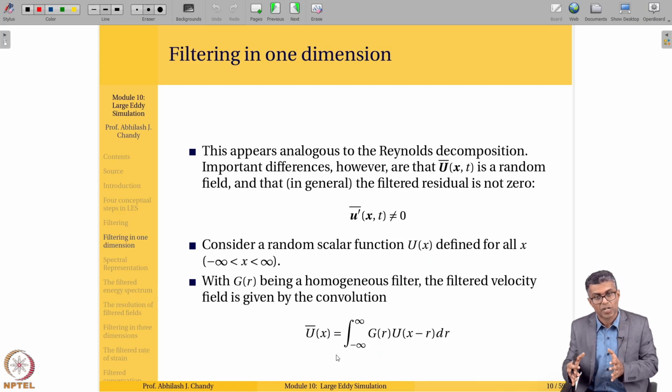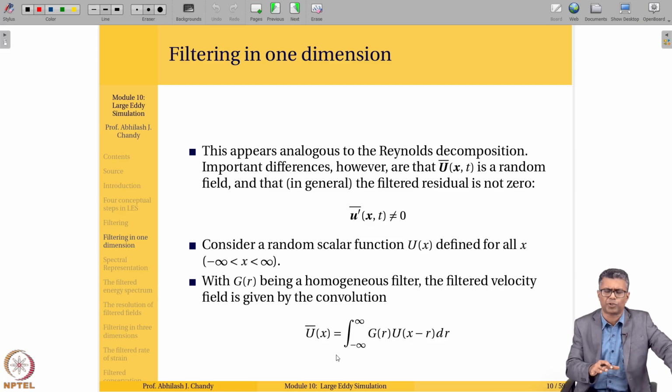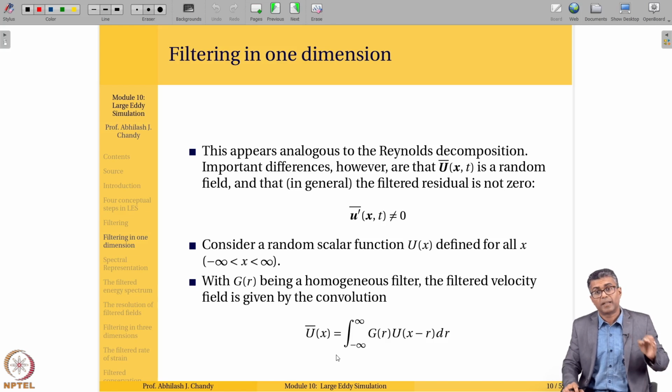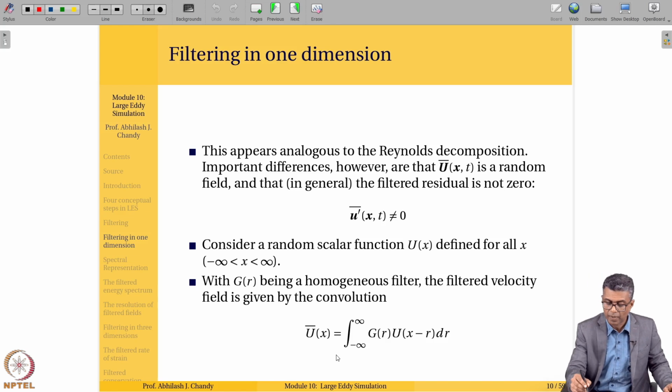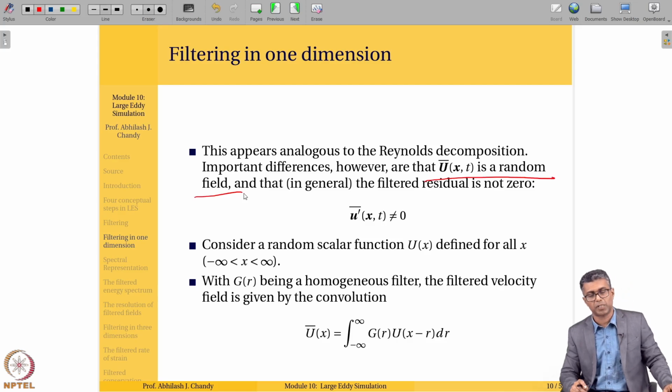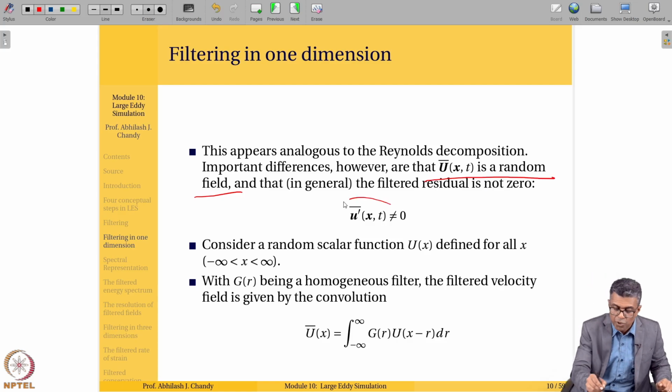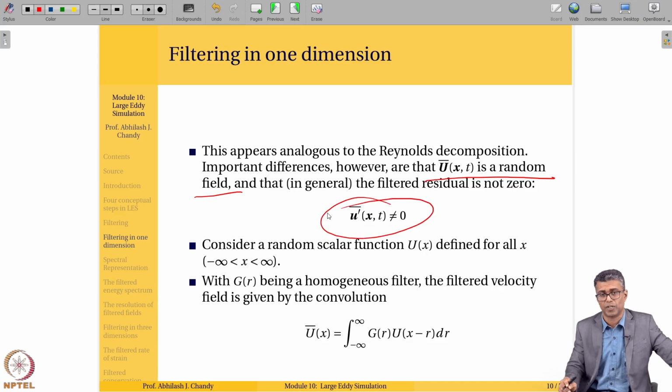So essentially this appears to be analogous to the Reynolds decomposition, like I was saying earlier, in the sense that you are decomposing u into two components: some kind of a mean and fluctuation in the case of Reynolds decomposition, and here a filtered and a residual. So in that sense it is analogous, right? But there are differences. One, u bar is a random field, and because you're not time averaging, the filtered residual is not zero. This is the most important difference here.